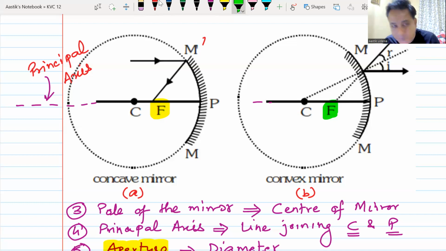But before writing the next point and the definition, can you tell me how you are going to define principal focus? What is principal focus? Now, the definition might look a bit different for concave mirror and convex mirror. As you can see, in concave mirror, it is looking slightly different, and in convex mirror, it is looking slightly different. But the meaning is the same. What is the definition of principal focus denoted by the letter F, written in yellow and green?